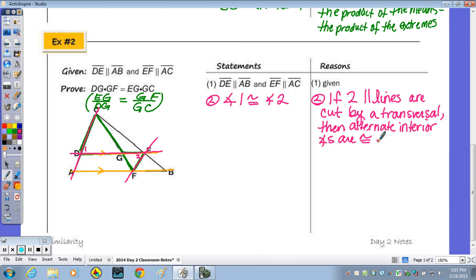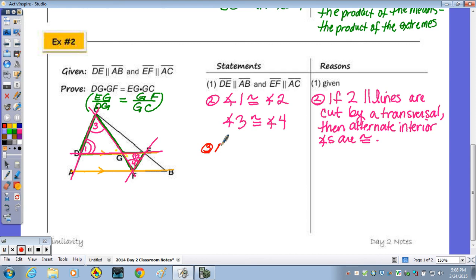But then also, in looking at this other transversal, I have angle 3 congruent to angle 4 because these are also two alternate interior angles. So I'm going to add to that angle 3 congruent to angle 4 for the same reason. Now I could have also mentioned that these vertical angles are congruent, but I have enough right now with the angle-angle postulate to state that these two triangles are similar.